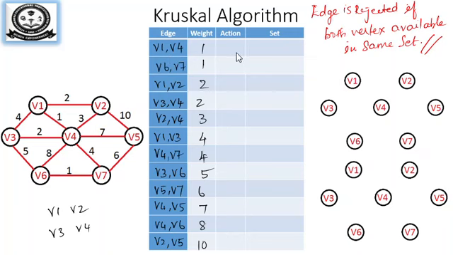Now we are going to have two actions. Action 1 is whether the edge is accepted or rejected. An edge will be rejected if both the vertices are available in the same set. Otherwise the edge will be accepted. So let us start from the first edge. I will repeat again: an edge will be rejected if both vertices are in the same set.